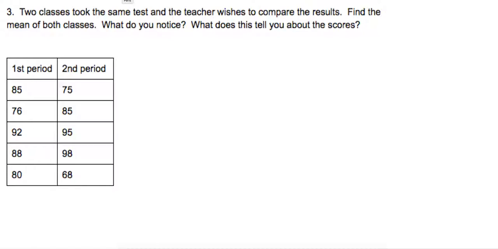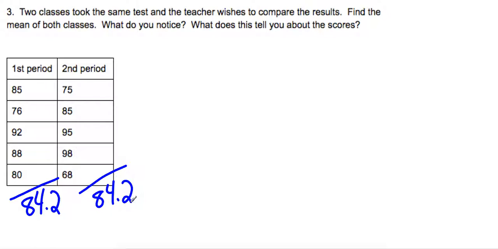So most of the time, teachers probably use the mean. So you can calculate the mean. I already did this, but you add them all up and you divide by 5. And the mean of this is 84.2. So this class average, we might say, is 84.2. Second period, if you do the same thing, add up those 5 numbers, divide by 5, their mean is also 84.2.